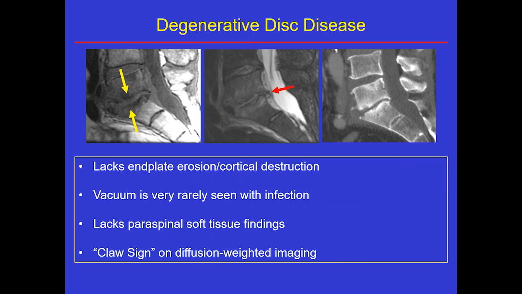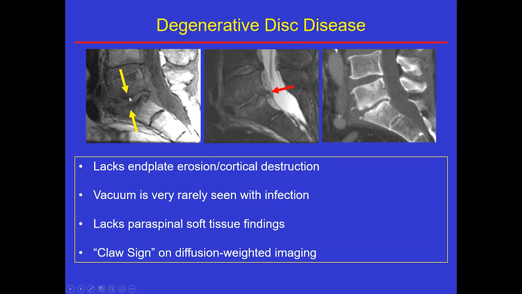So let's change gears here and talk about an important mimic for pyogenic spondylodiscitis, and that's degenerative disc disease. Oftentimes these two can have a similar imaging appearance, and it can be a diagnostic dilemma to determine which entity you're dealing with, because the treatment is very different for the two entities. So with degenerative disc disease, the first thing to look for is that there's not that degree of end plate erosion or cortical destruction. The T1 weighted image on MR is very helpful.